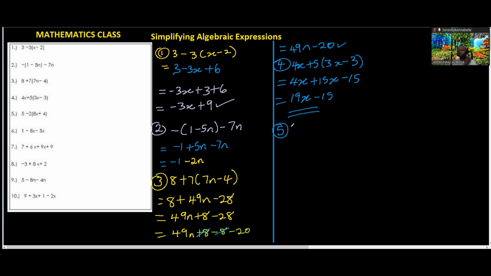So when I finish number 5, I think, okay, the rest doesn't look like this. So 5 minus 2 into 8x plus 4. 2 times 8 is 16, so negative 16x. Minus 2 times positive 4 is minus 8. So there are two numbers and one with the alphabet. So 5 minus 8, then minus 16x.